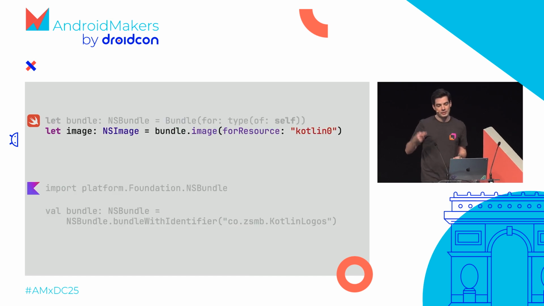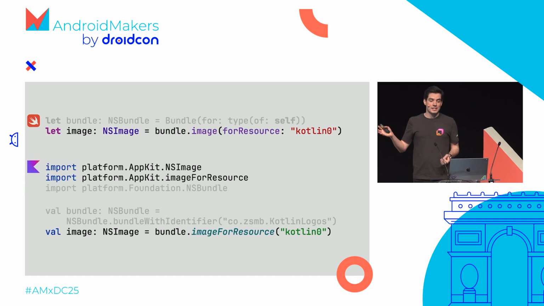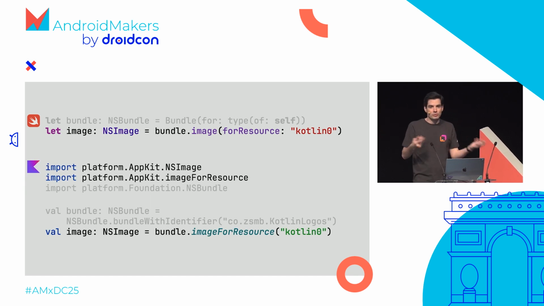From here, in Swift, you would load this by calling the image(forResource:) function, and then passing in an unfortunately stringly typed name for the resource. And you can actually do the same thing in Kotlin. This is exposed for Kotlin code with an imageForResource function. So you're just calling the same native platform API, passing in a string, and it gives you your image.